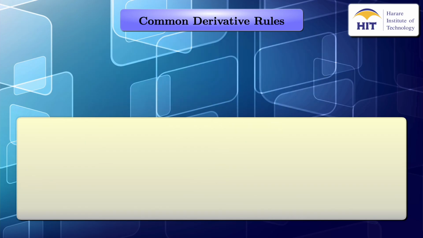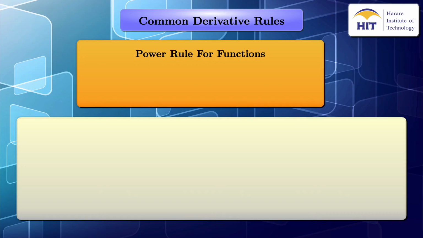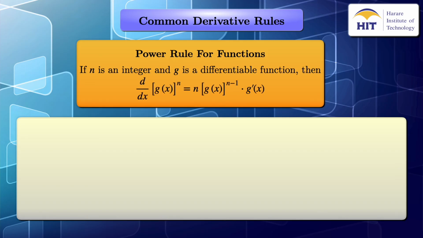I now move on to the next rule, which is the power rule for functions. If n is an integer and g is a differentiable function, then the derivative of g of x to the power n with respect to x is equal to n multiplied by g of x to the power n minus 1 multiplied by g prime of x. So for example, if we have a function y is equal to 4x to the power 100. 100 here is an integer, so we can use the power rule for functions. The 4x is our g of x, and the power, the 100, is our n.